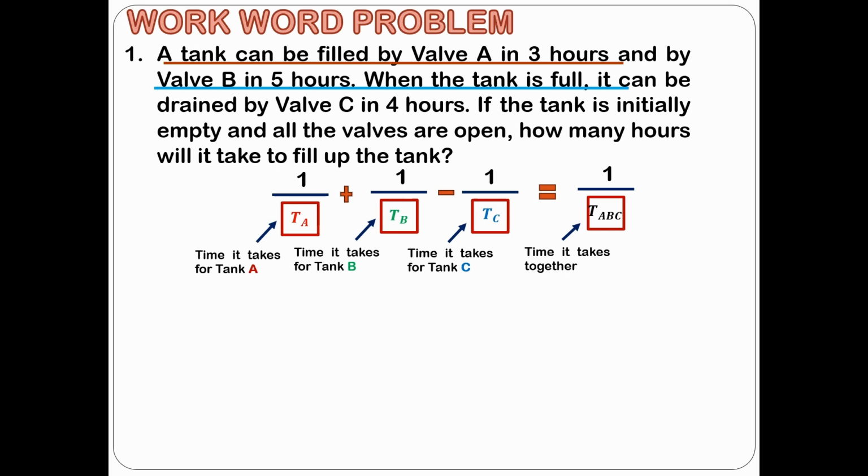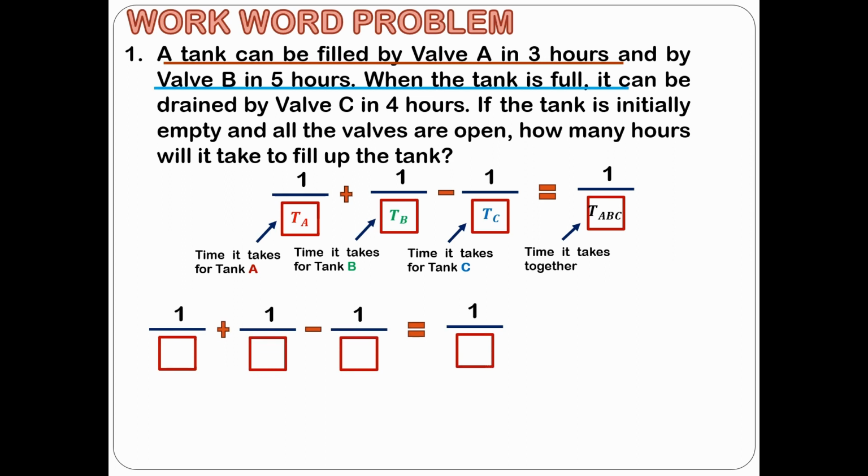Notice that we have 2 keywords to be considered, and these are filling the tank and draining the tank. Keep in mind that filling is considered as positive while draining is negative. It is just like entering is positive while leaving is negative. Bulb A and B is filling the tank. That is why it is positive. While bulb C is draining the tank, that's why it is negative.